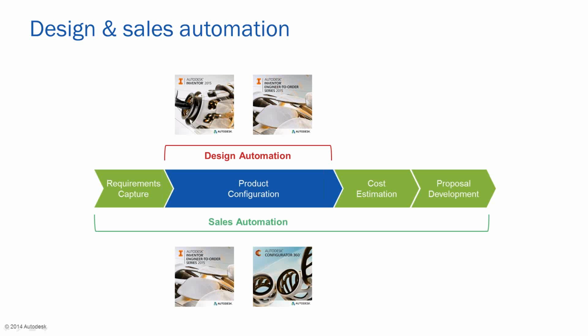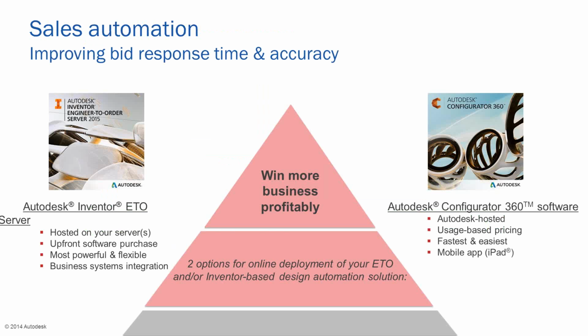In terms of sales automation, there's two options as well. One is Engineer to Order. Again, that's a big enterprise solution that can be customized and linked in with business systems. But there's also Autodesk Configurator 360. And this is an excellent product that I think once people are aware of, they'll start adopting more and more. And what it does is, again, we're focusing on the top part of that pyramid. It allows us to win business more profitably.